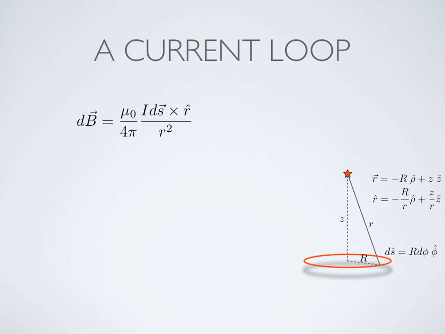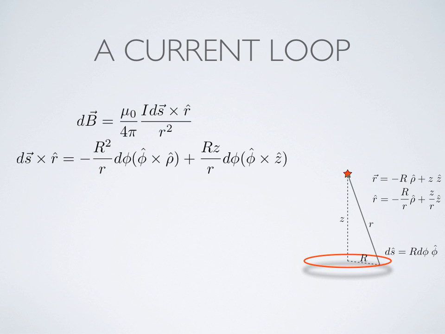So let's take our ds and our r hat and put them into ds cross r hat and see what happens. Well, if I distribute out the cross products the way we've done before, I have minus r squared over r times d phi times phi hat cross rho hat. Remembering phi hat cross rho hat is going to give me negative z hat, so I'll be able to make that substitution in a second.